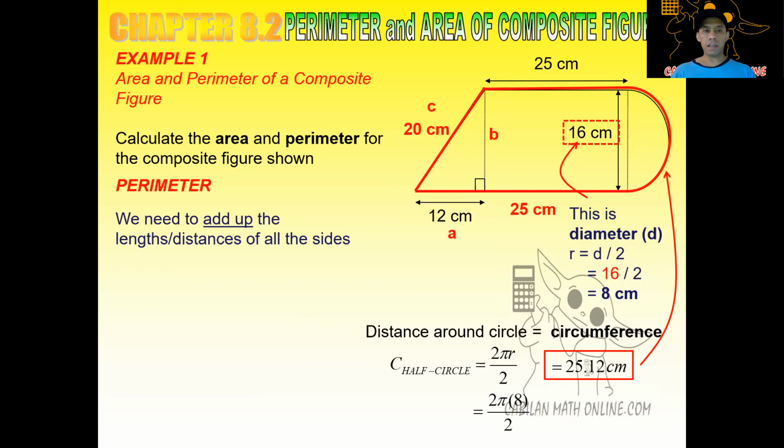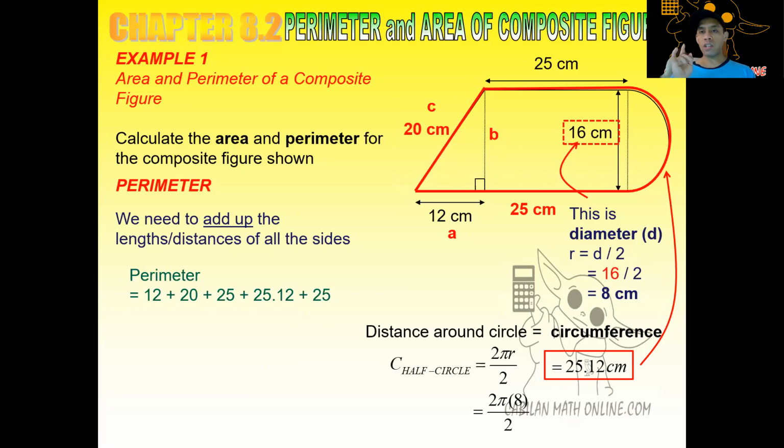So to put all this together for the perimeter, we're now going to add all those up. Starting off with the 12, which was given to us, the 20, which was the hypotenuse, which we solved for, the two 25s come from the top and the bottom of the rectangle, and the 25.12 comes from the circumference of a half circle.